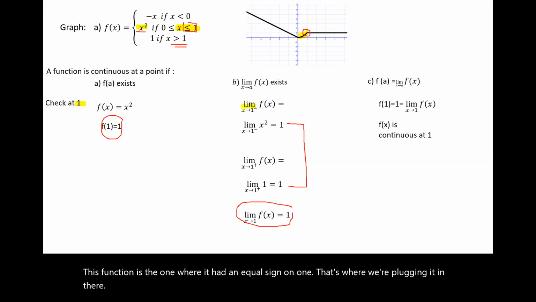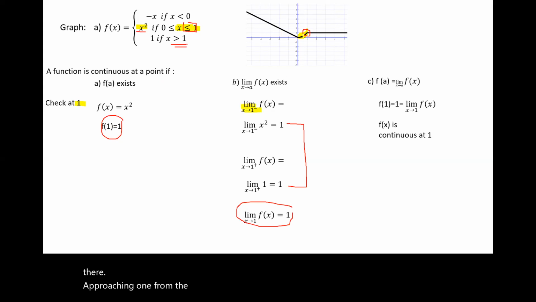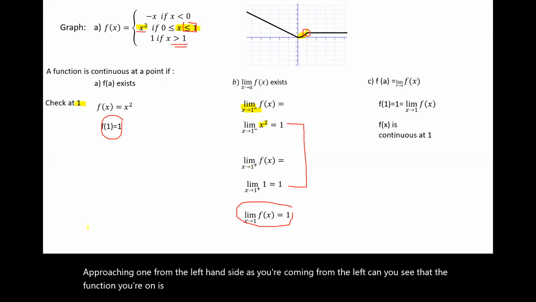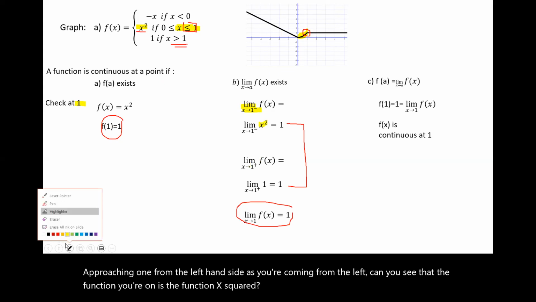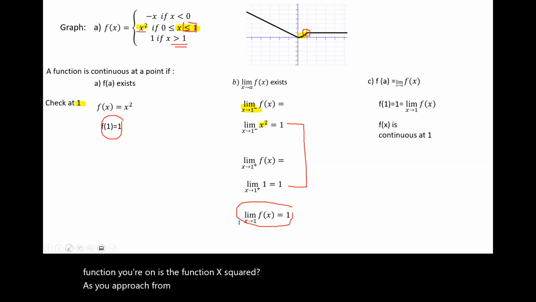Approaching 1 from the left-hand side, as you're coming from the left, can you see that the function you're on is the function x squared? As you approach from the right-hand side, that's this function. Right-hand side of 1 is the function 1. That's why we're plugging that in.